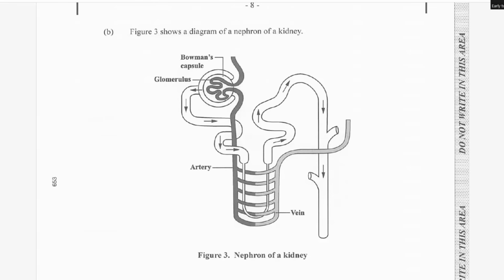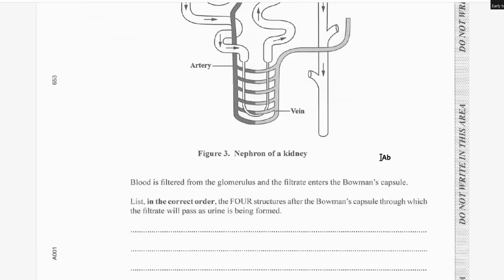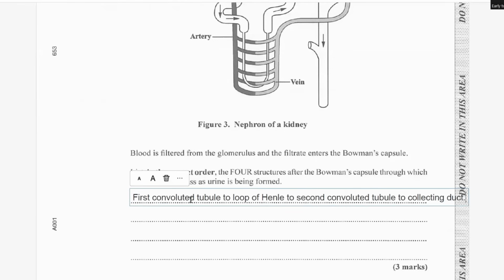Figure 3 shows a diagram of a nephron of a kidney. We have the Bowman's capsule, they're showing the glomerulus. Yeah, we know this is part of the excretion topic. So the lead up to the question: blood is filtered from the glomerulus and the filtrate enters the Bowman's capsule. List in the correct order the 4 structures after the Bowman's capsule through which the filtrate will pass as urine is being formed. So you have to list it in the correct order. If you do not list it in the correct order, then you are losing marks.